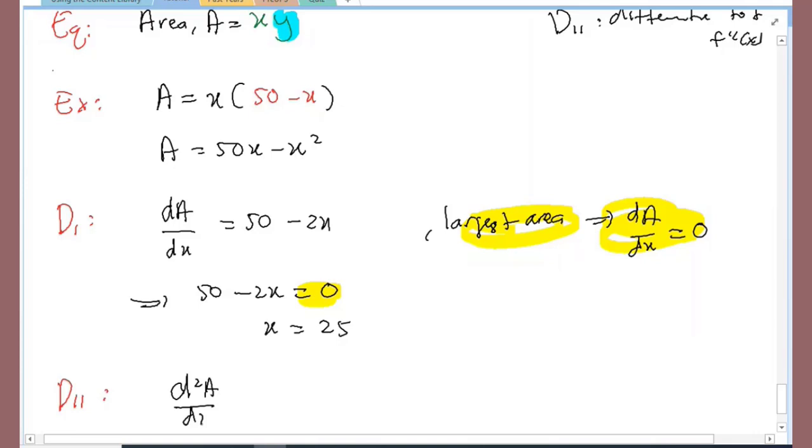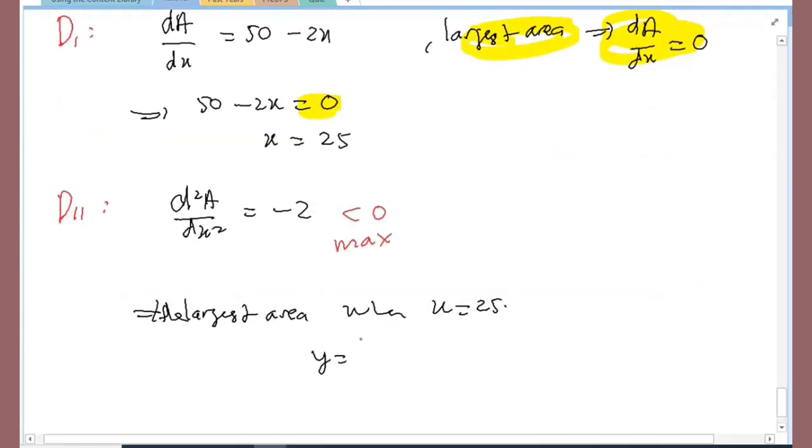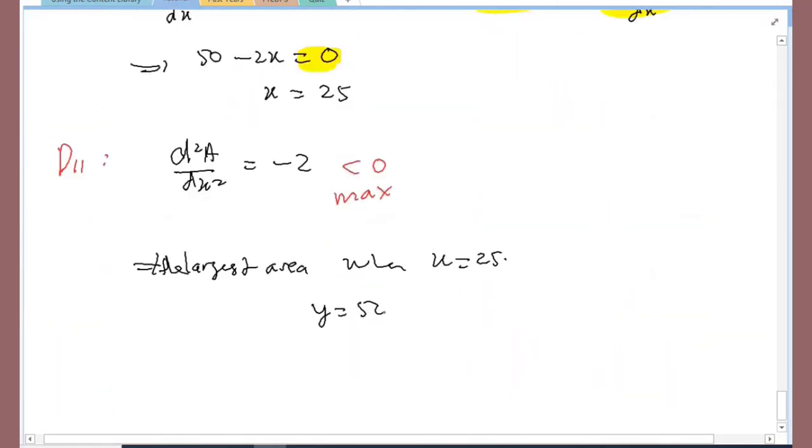Differentiate again, d²A/dx² is negative 2. So this one is less than 0, which means maximum, the largest area, when x is equal to 25. Still not finished. And y is equal to 50 minus x. 50 minus 25 is equal to 25.